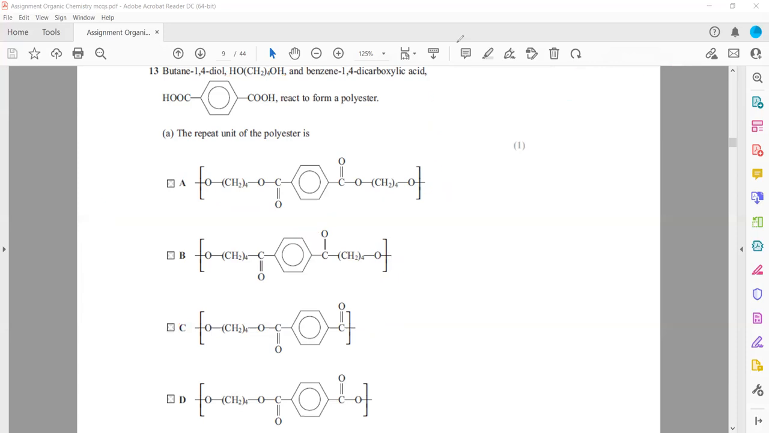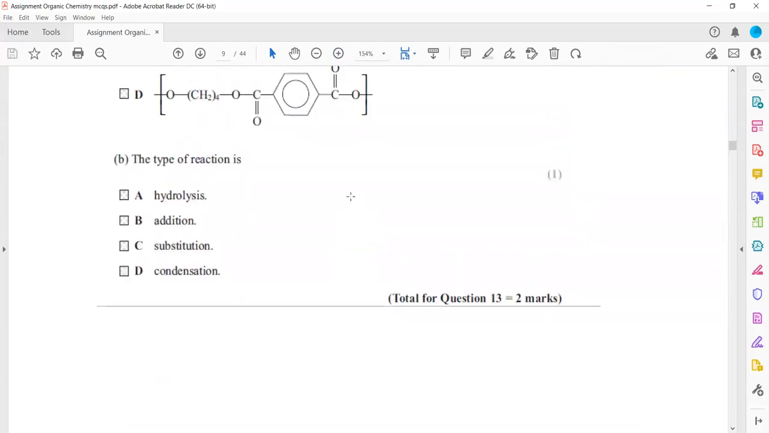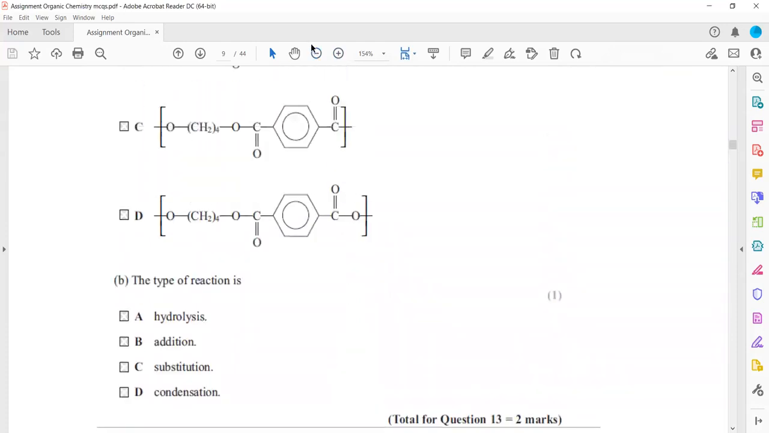As a result, it will form a condensation polymer in which a small molecule of water is given off. What type of reaction is this? It's a condensation reaction. Hydrolysis means that with the help of water, we break down the compound. Addition means we have only one product. Substitution is where one atom or group of atoms displaces another atom or group of atoms. But this is a condensation because a water molecule is given off. A water molecule or even an HCl molecule might be given off. We call that condensation.